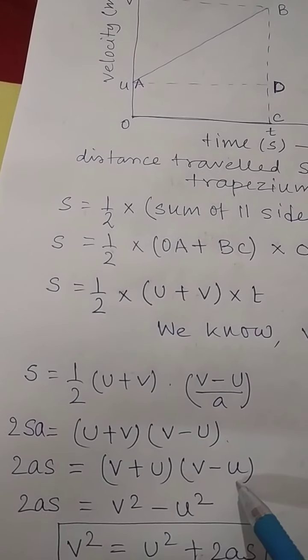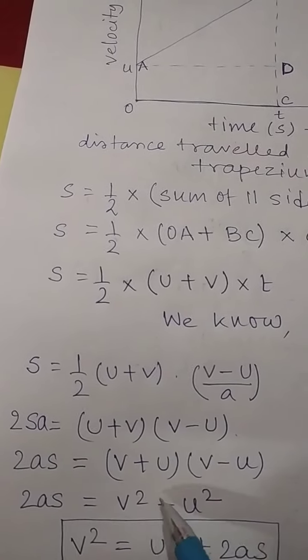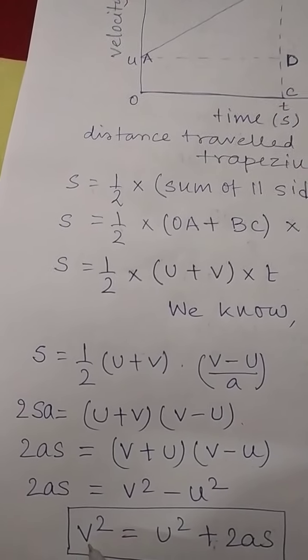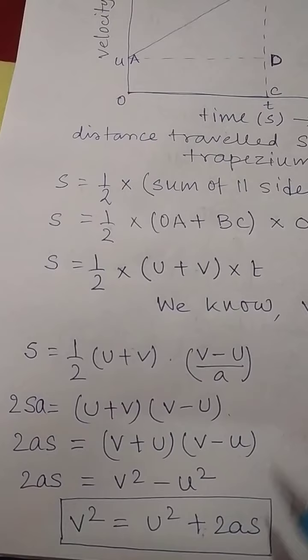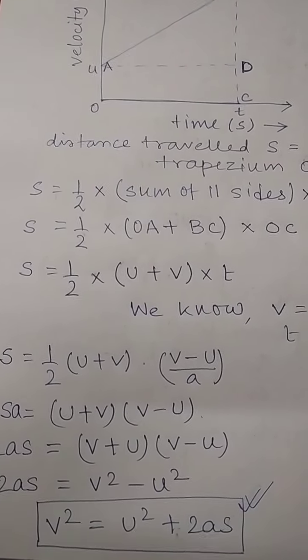So this part becomes the a plus b into a minus b form. So we will get v square minus u square. We will make v square the subject of the formula. So v square equals u square plus 2as. Here we have arrived at the third equation of motion.